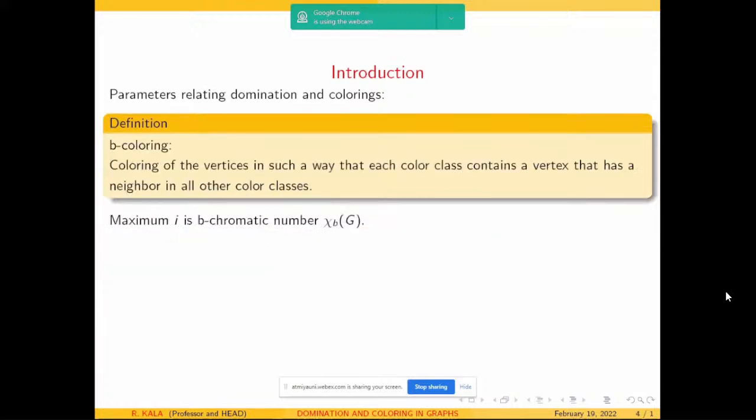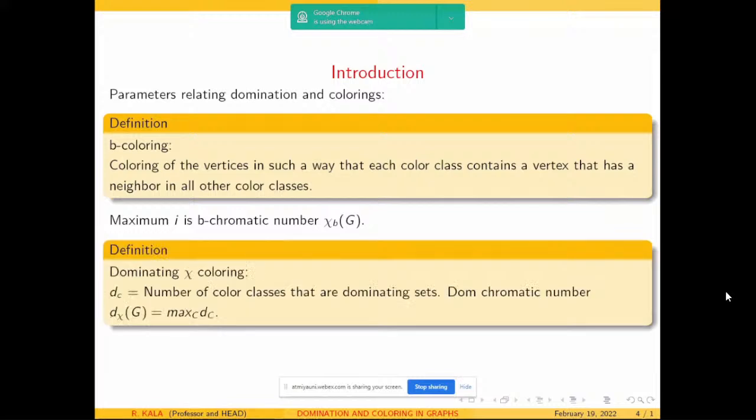And then the second parameter is b-coloring. This is a coloring of the vertices in such a way that every color class should have a vertex, and that vertex should have a neighbor in all the other classes. So it is enough if you have one vertex which has a neighbor in all the other color classes, and the maximum k is the b-chromatic number, denoted by chi_b.